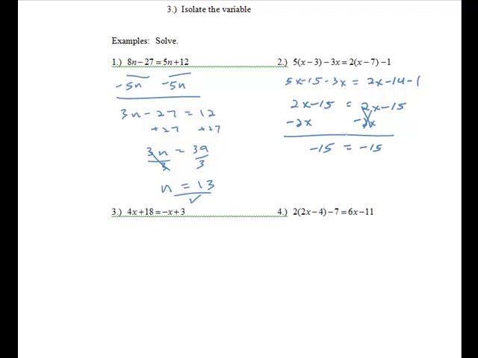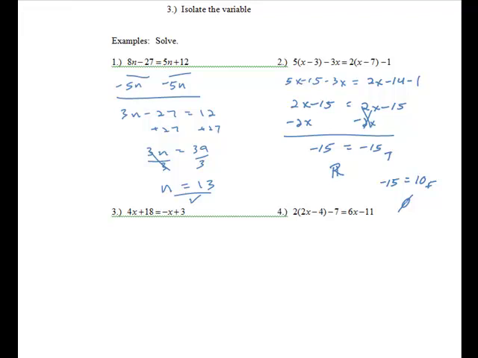So even though the variables canceled out, we still have an equation. You want to look at the equation and see if it's a true statement or a false statement. In this case, it's telling us negative 15 is equal to negative 15, which is obviously true, which means there are infinitely many solutions to this equation. If all your variables cancel out, and it had been something like negative 15 is equal to 10, that's obviously false, so you would say there's no solution to that equation.